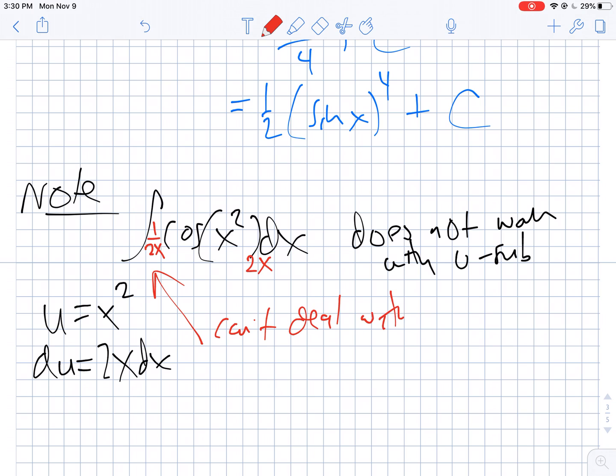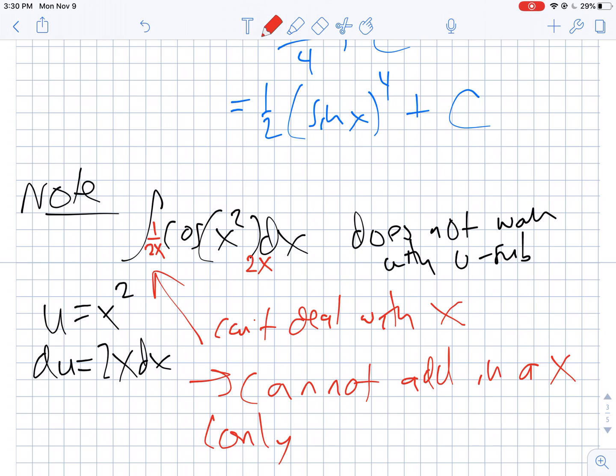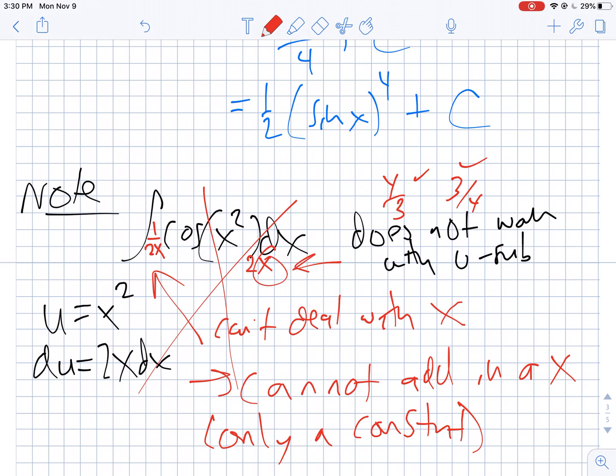And I think a good general rule is you cannot add in an x. You can add in a constant, but if you have to add in an x as part of doing your u-sub, it's not going to work out the way you want. So if you find yourself having to put in an x right there, and not just a 3/4 and a 4/3 or something, that's okay. But if you have to put in an x, it's not going to work. You're not going to find a way to do the problem. So there is a way to do that integral, but it's a little beyond this class for now.